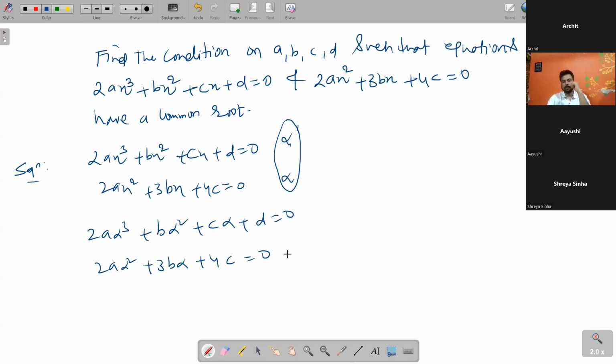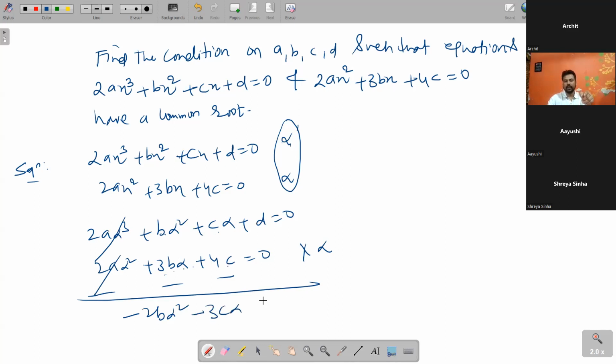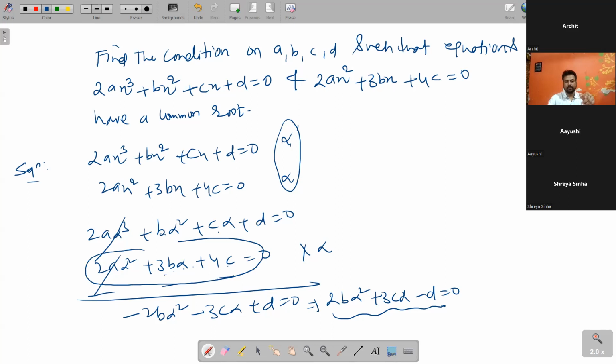Now subtract. No, don't subtract it yet. Multiply this equation by alpha and then subtract it. This cancels. So b alpha squared minus 3b alpha squared is minus 2b alpha squared, c alpha minus 4c alpha is minus 3c alpha, and plus d equal to 0. Now see, this is another quadratic equation in alpha, and this is also quadratic in alpha, right? So this equation and this equation have one common root, alpha.